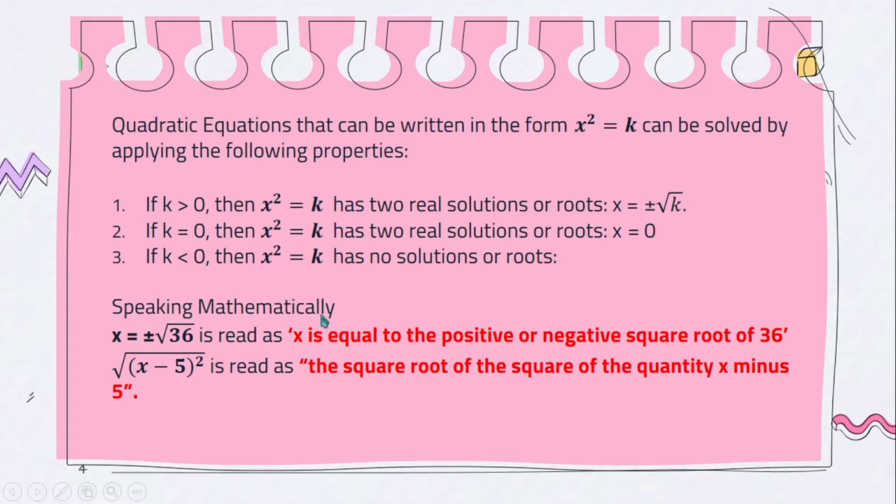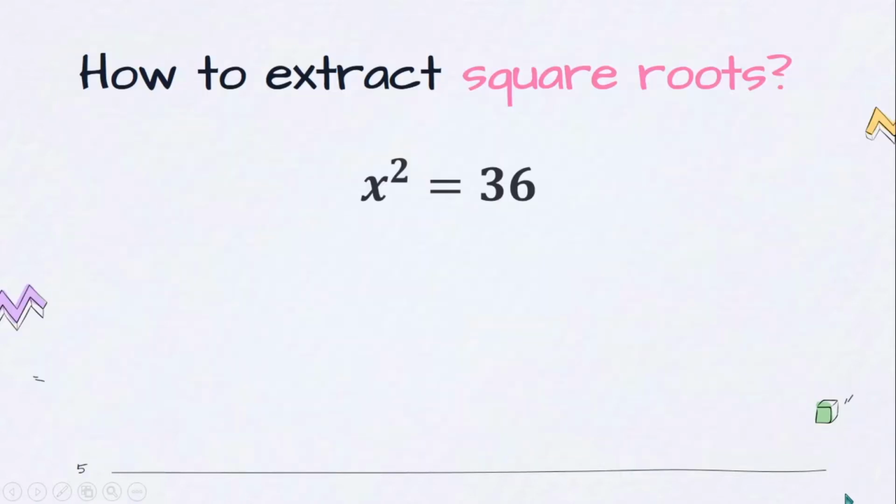Alright, how do we read these kinds of expressions? The first expression reads as x is equal to the positive or negative square root of 36. And this expression reads as the square root of the quantity x minus 5 squared. So we will now go on to how to extract square roots.